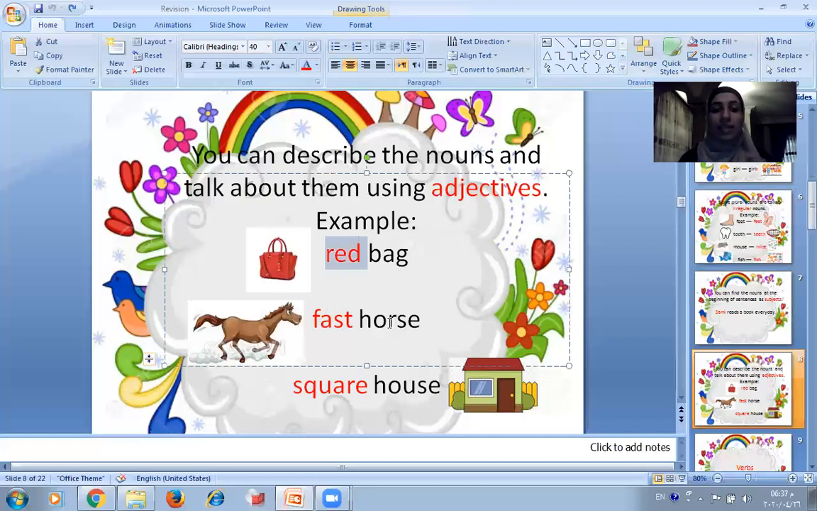Fast horse. So what are we saying about the horse? The horse is a noun. We're saying that the horse is fast. So fast is the adjective that is used to describe the noun horse. Same here in square house. Square house is describing the shape. And we said also that shapes are always adjectives, like square house.